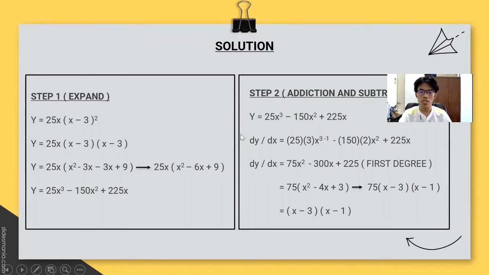So we go to the next step. Step 2 is addition and subtraction. So this is the answer from step 1. I calculate and get dy per dx equals 75x power of 2 minus 300x plus 225. So this is first degree. After that, I factorize and get bracket x minus 3 and bracket x minus 1.